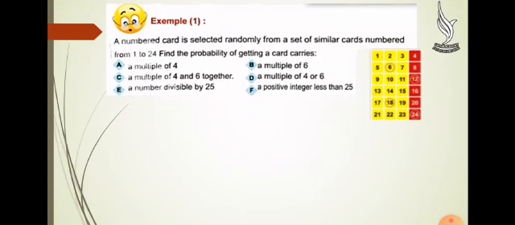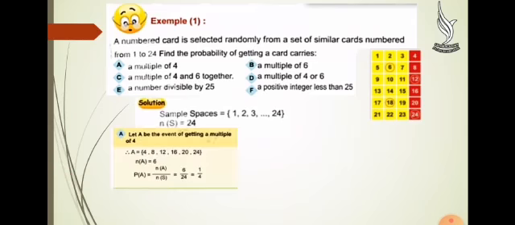Example 1. A numbered card is selected randomly from a set of similar cards numbered from 1 to 24. Letter A, find the probability of getting a card that carries a multiple of 4. The sample space S is from 1 to 24, so the number of sample space equals 24. Let A be the event of getting a multiple of 4. Multiples of 4 are 4, 8, 12, 16, 20, 24. So the number of events equals 6. So the probability of this event equals 6 over 24, which is a quarter.